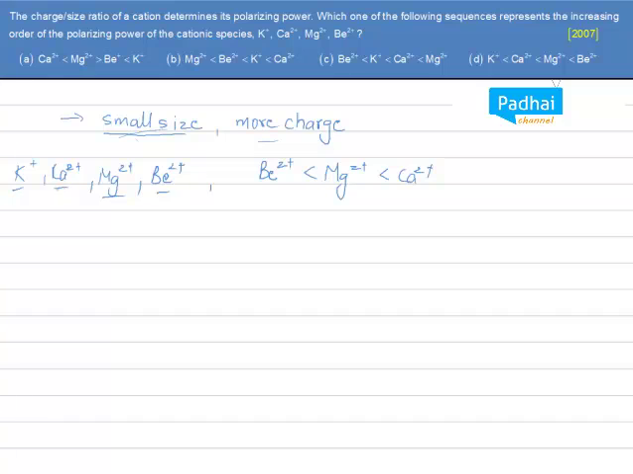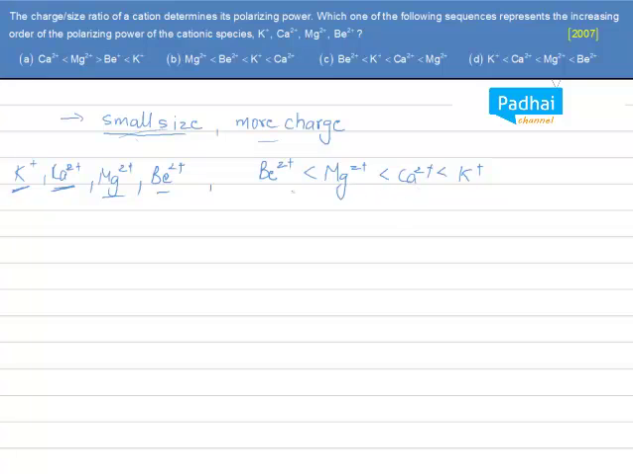Now, what about potassium? Potassium is in the same period as calcium, and it is earlier than calcium. That means its size will be larger, right? So K+ will have more size. So this is basically the order of the size, right? Now the charge, obviously, these three species have the same charge, right?